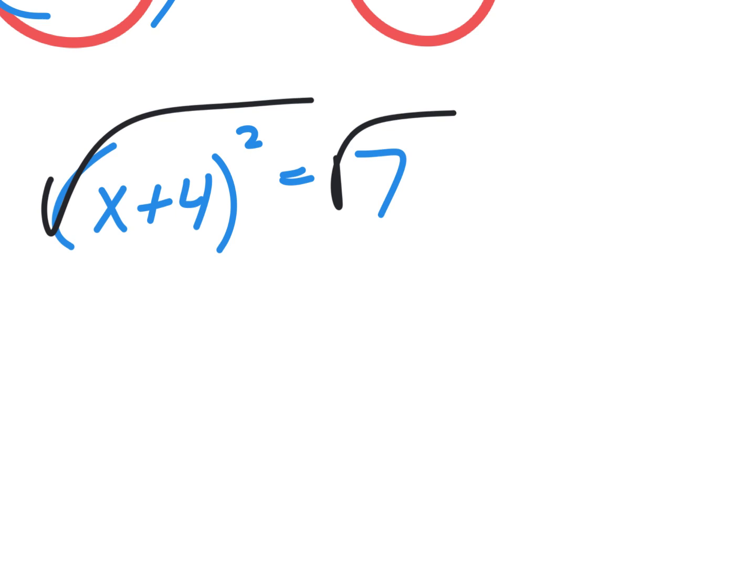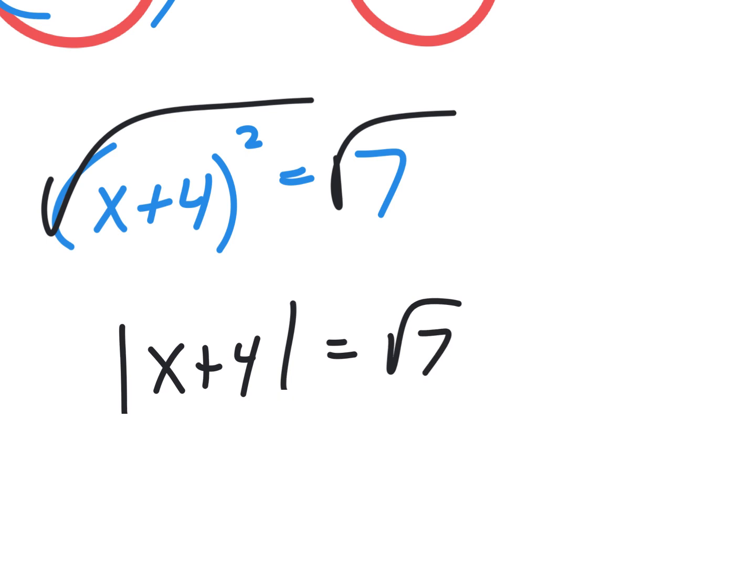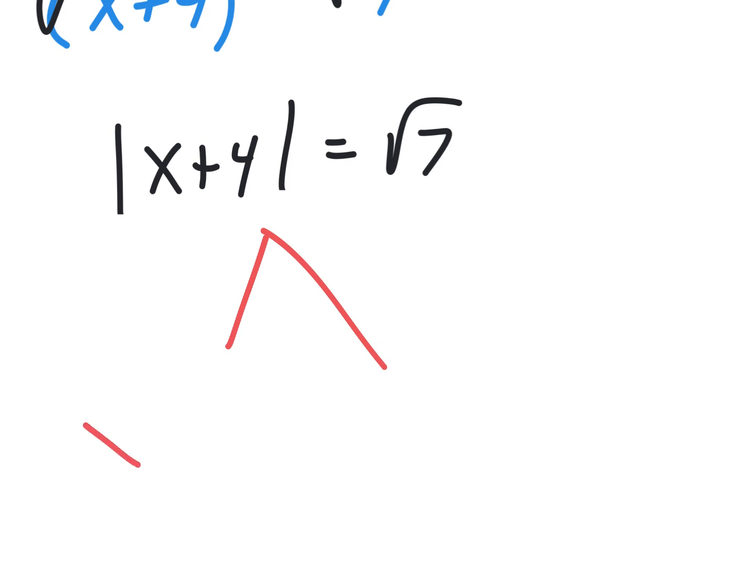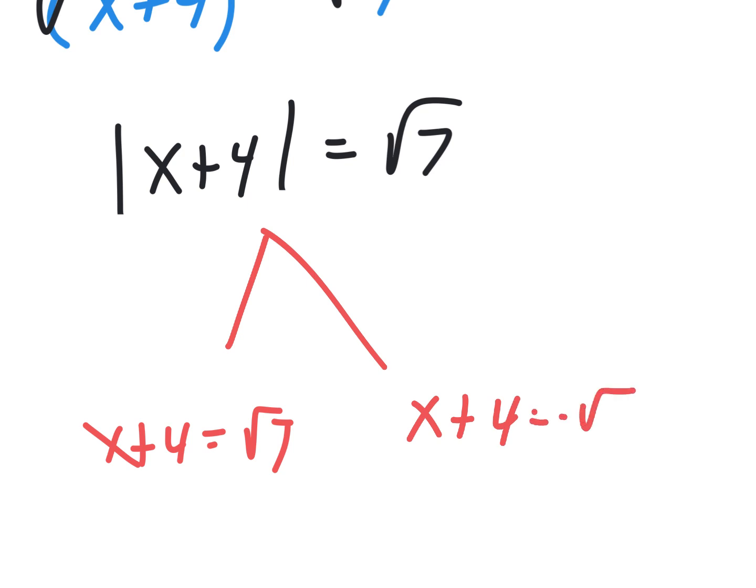But when you square root both sides, you got to remember that thing. I told you this is going to happen multiple times on multiple tests. Absolute value. And that means two answers. Split it. X+4 = √7. X+4 = the opposite of the square root of 7.